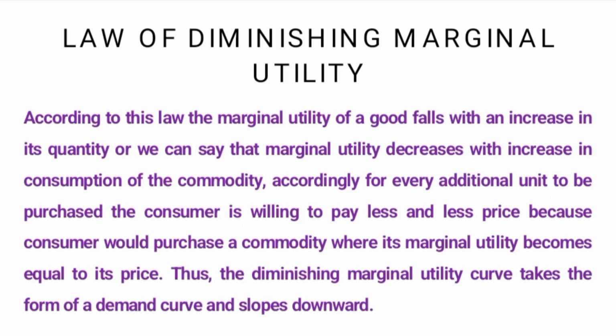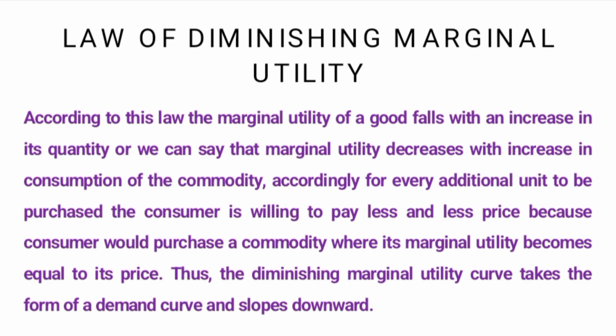Then the book language defines this very simply. According to this law, the marginal utility of a good falls with an increase in its quantity, or we can say that marginal utility decreases with an increase in consumption of the commodity. Accordingly, for every additional unit to be purchased, the consumer is willing to pay less and less price, because the consumer would purchase a commodity while its marginal utility becomes equal to its price.